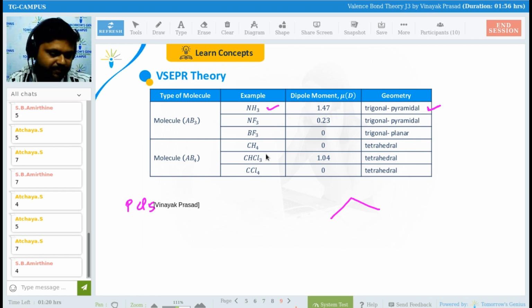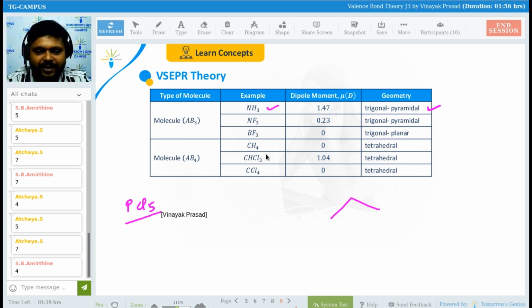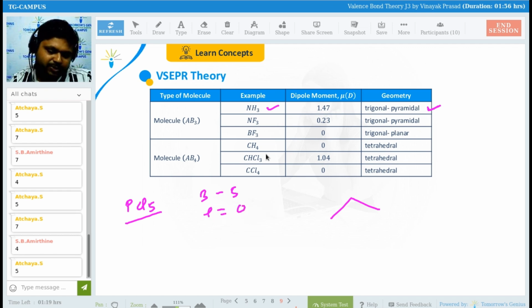PCl5 is there. Tell me, how many lone pairs are there? How many bonded atoms are there? Phosphorus will have how many lone pairs and how many bonded atoms? In PCl5, the bonded atoms will be 5. The number of lone pairs equals 0. So it is a type of what?